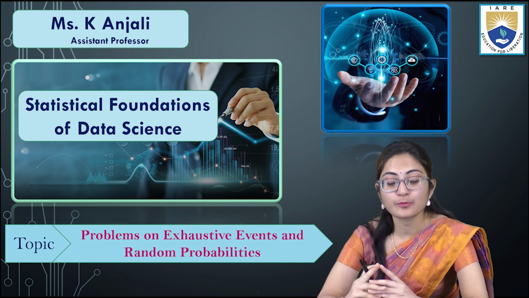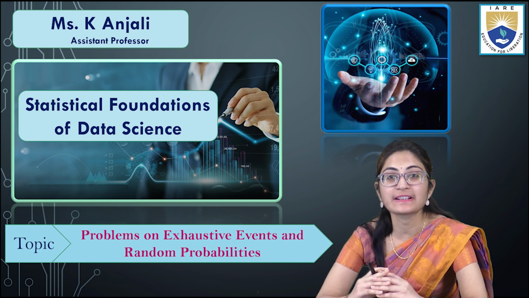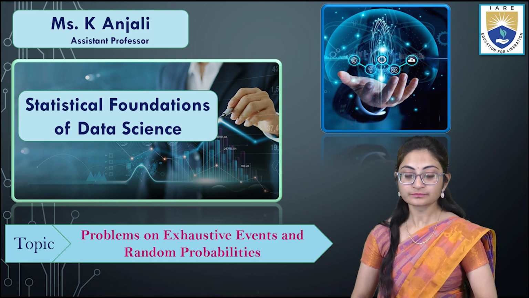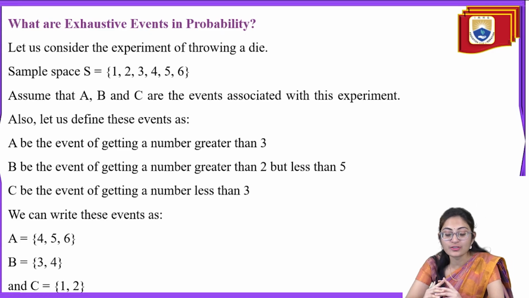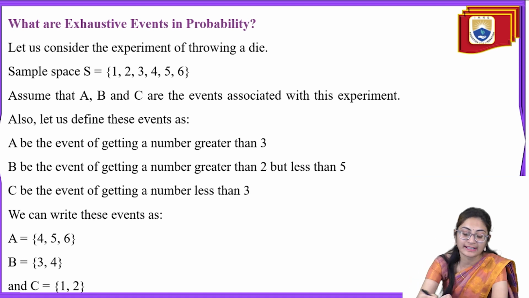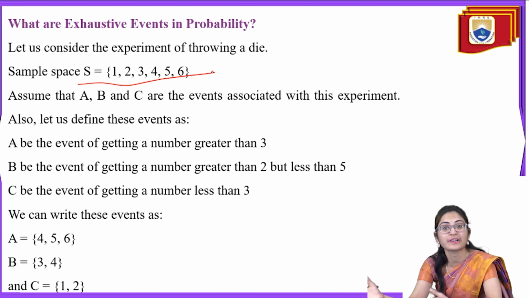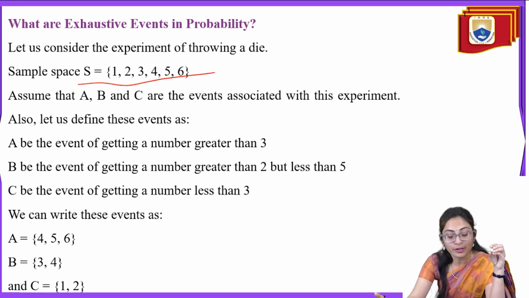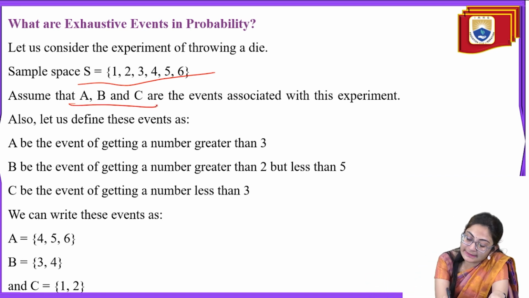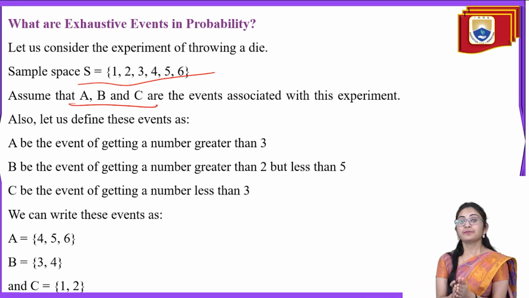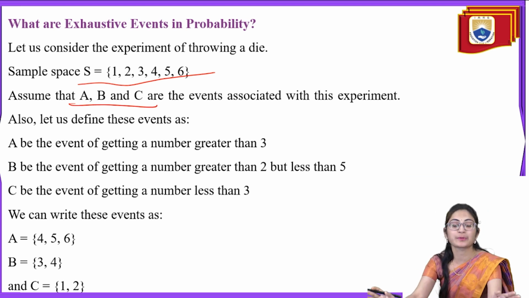Today our topic is problems on exhaustive events and random probabilities. What are exhaustive events in probability? Let us take the sample space 1, 2, 3, 4, 5, 6, and assume that A, B, C are the events associated with this experiment.